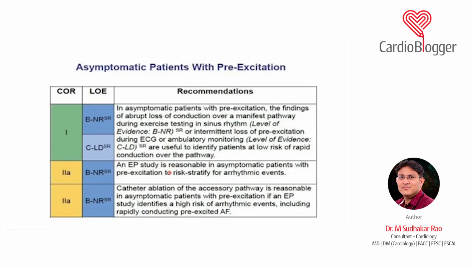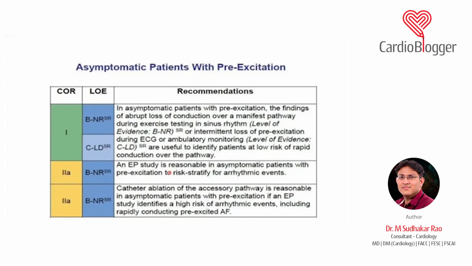Even the asymptomatic patients are ideally supposed to undergo an EP study for inducing the arrhythmic events, and a catheter ablation for the accessory pathway is reasonable in asymptomatic patients if the EP study identifies a high-risk arrhythmic event. So for all symptomatic patients, it's a class 1 to do a catheter ablation. For asymptomatic patients, only if during the EP study you are able to induce the arrhythmia, then you should be doing a catheter ablation.